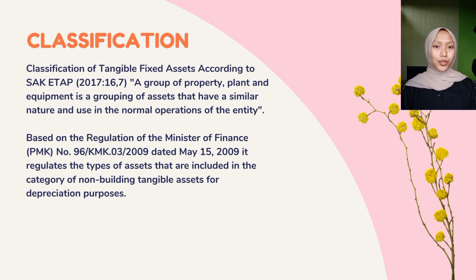Group 2. Group of property, plant, and equipment other than building that have a useful life of more than 4 years to 8 years. Group 3. Group of fixed assets other than building that have a useful life of 8 to 16 years. And Group 4. Group of fixed assets other than building that have a useful life of 16 to 20 years.